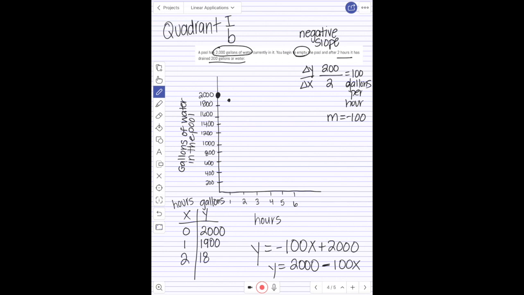After 2 hours, it's going to go down another 100, which is 1,800. So at 2 hours, I'm going to plot 1,800. Then at 3 hours, we're going to plot 1,700. And this trend would continue. Every hour, we would go down until we emptied our pool. And that's just something to think about. So we have that initial value 2,000, but it's going down because it's emptying. So that slope is going to be negative. This has a negative slope.